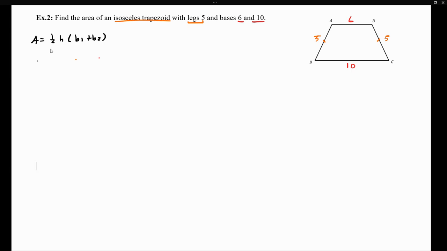Let's write down what we know. We know that the value of the first base is 10, so that's good. We also know the value of the second leg, which is 6, which is fine. So pretty much the only thing that we're missing is the height. So how can we find out the value of the height?